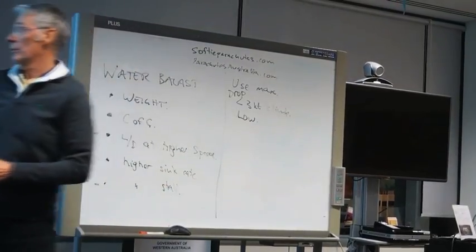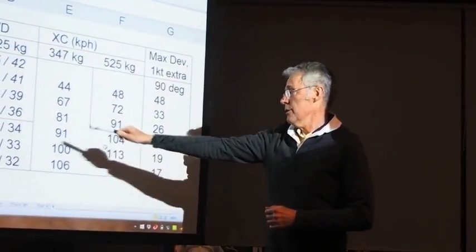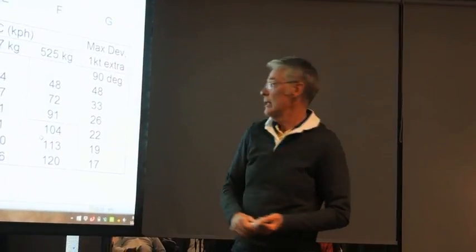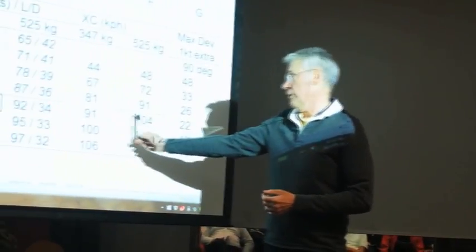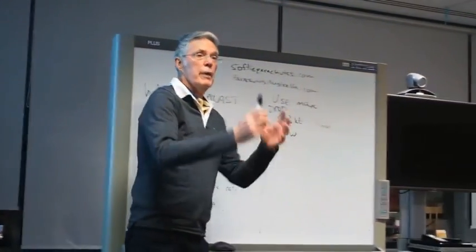Because as soon as you do drop your water ballast, you're going to reduce your average cross-country speed. So if you drop it because you're low, then you're probably going to reduce your cross-country speed by something like 10 knots when you get back up again.